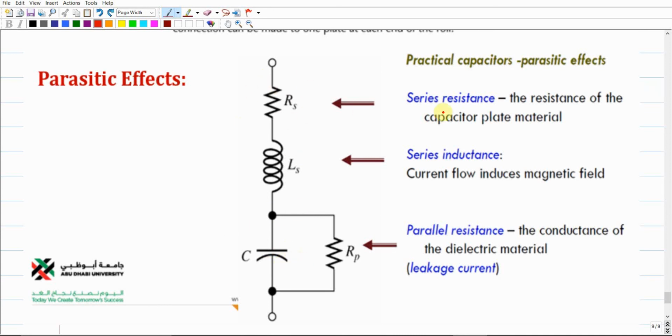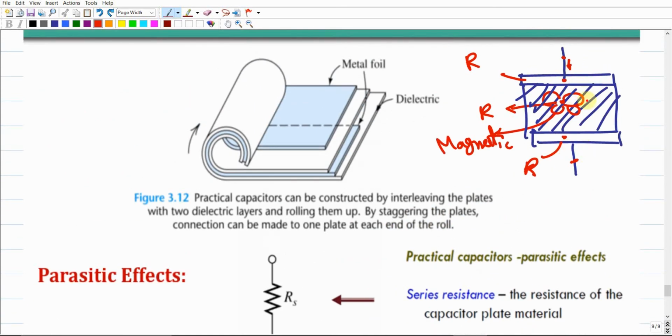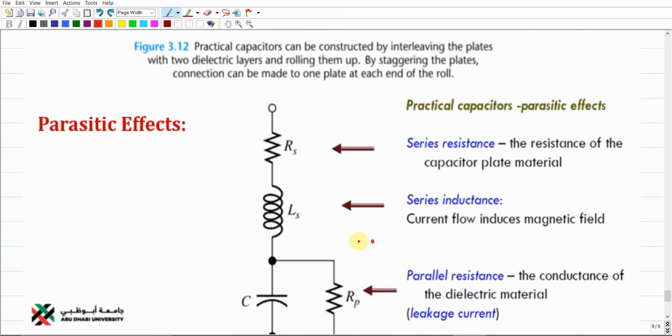This first resistance is known as series resistance. This is the resistance of the capacitor plate material. This resistance shows up because of the resistance of the metallic plates of the capacitor. And in addition, we do have LS, which stands for inductance. This is the inductance of the inductor, and this comes because of the magnetic field.